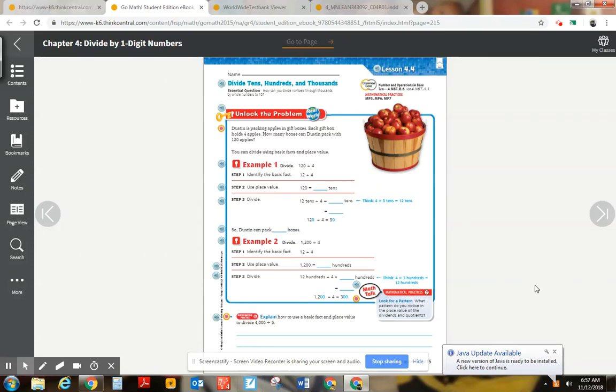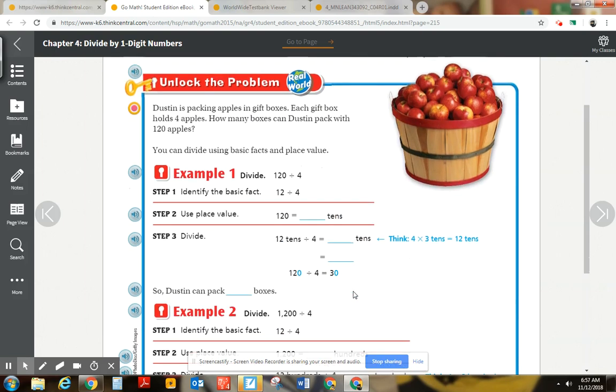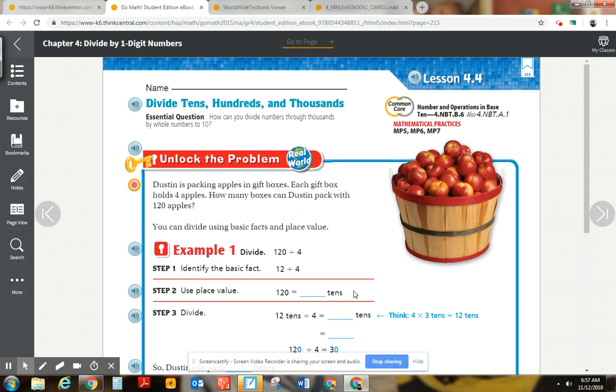Hey, it's Mr. Grabo here, and we're going to be doing Go Math 4th grade, Chapter 4, Lesson 4, and this problem focuses on dividing the tens, hundreds, and thousands. And the big focus of this lesson is to make sure that we are renaming some numbers and using our basic multiplication and division facts to do some division. So we'll get right into it.